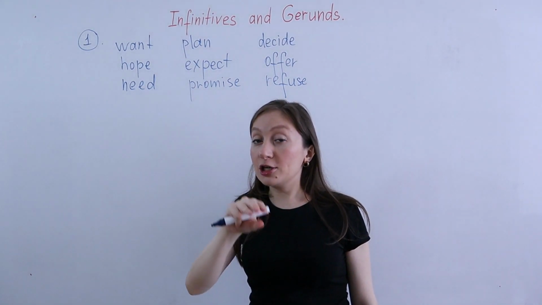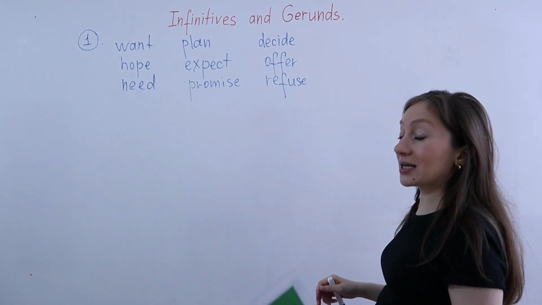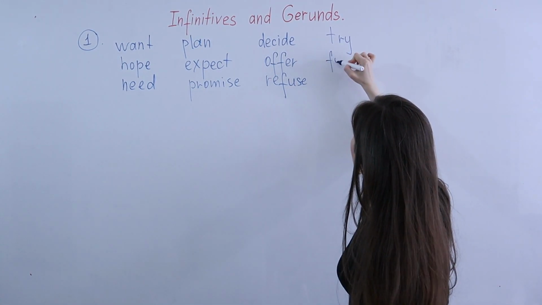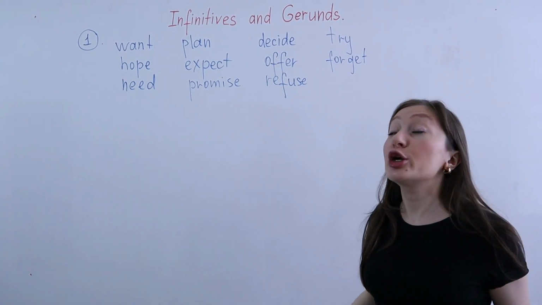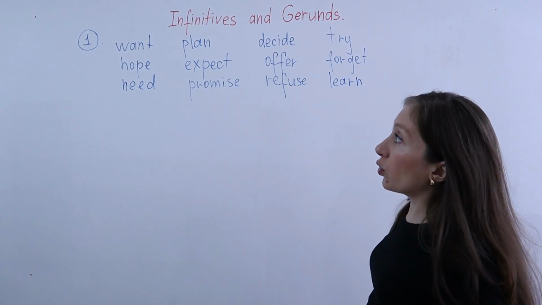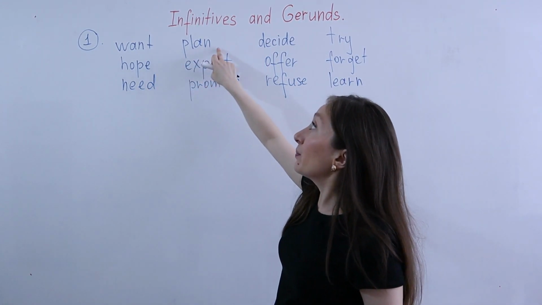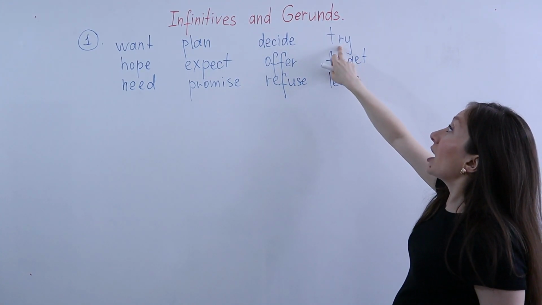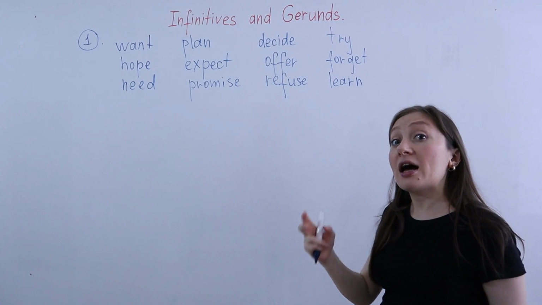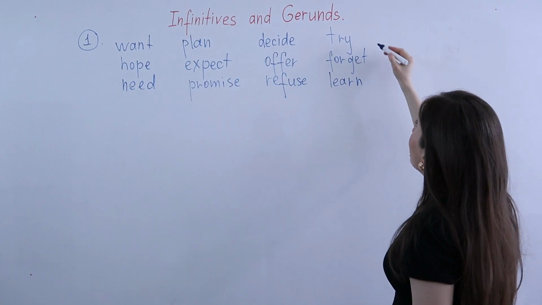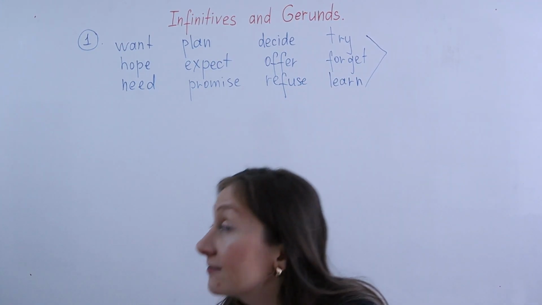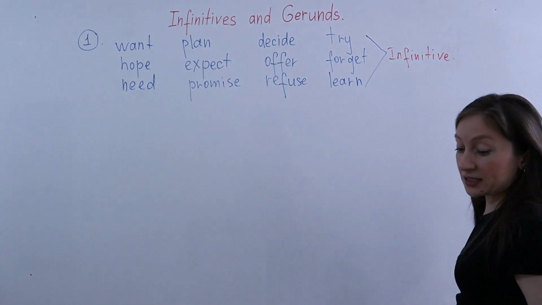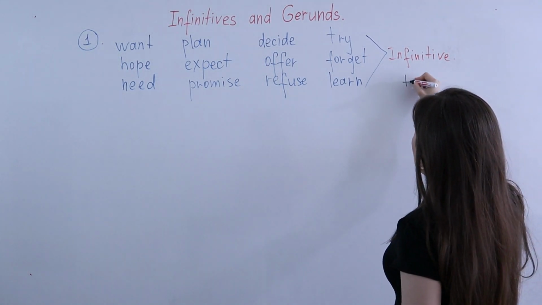If you don't know the translation, you can stop the video and translate, all right? Next, try. Next, forget. And then the last one is learn. So we have want, hope, need, plan, expect, promise, decide, offer, refuse, try, forget, learn. After these verbs, we use infinitives. It means the verb will start with to.